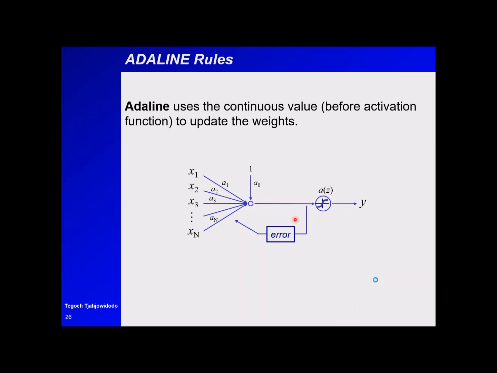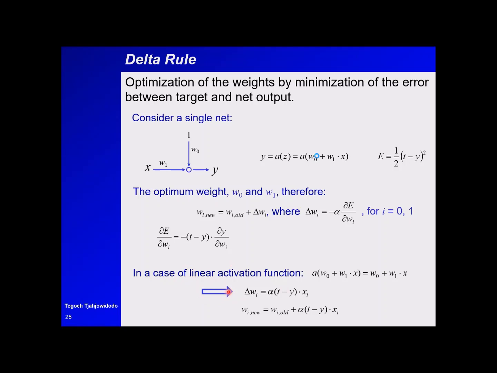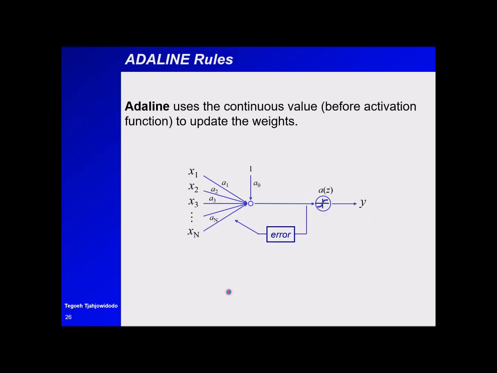So this will resemble the case where the linear activation function is equal to a(z) = z when we are going to update the weightage. So this is how Adaline networks update their weightage. They just update it from the output of the node before the activation function. Let's take a look in more detail from examples.